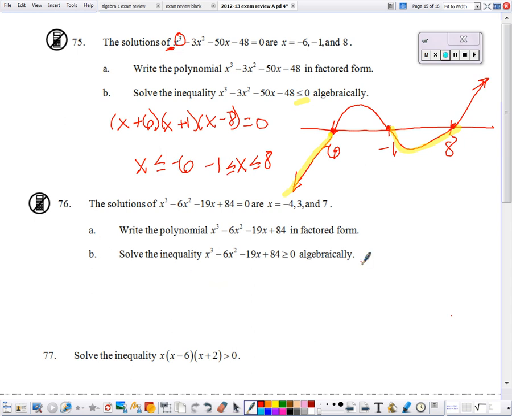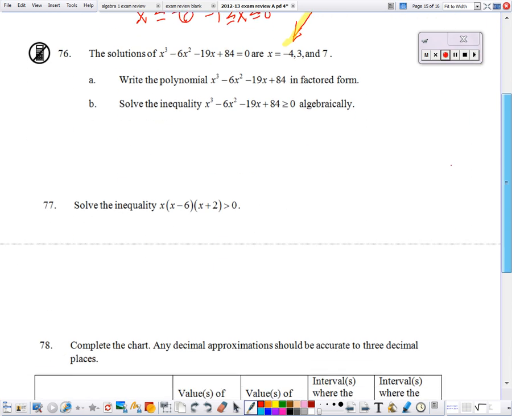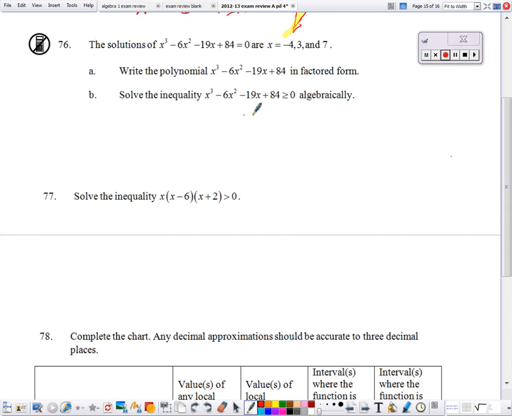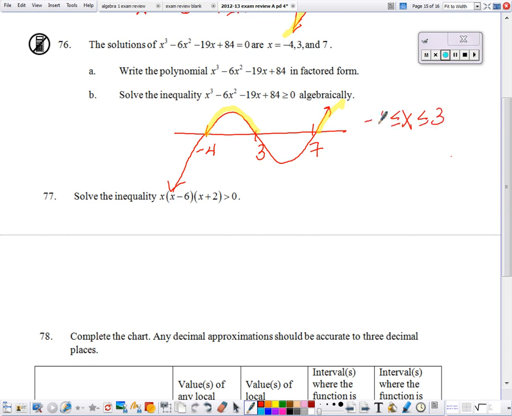Do the same thing for 76. I'm going to skip part A. So for the inequality, thinking about my end behavior again, it has to look like this. And greater than or equal to 0 is this part and this part. So that's when x is between 3 and -4, and x is greater than or equal to 7.